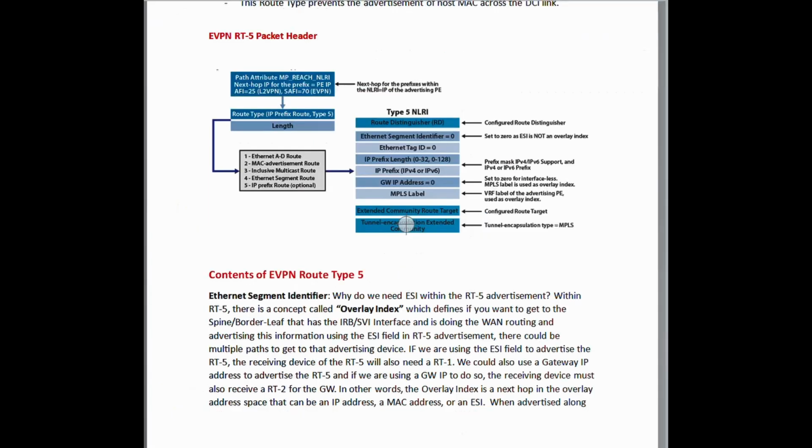And also, there are a few underlying requirements when it comes to using ESI or gateway IP for reachability towards the advertising border leaf. For example, if you're using the ESI field to advertise a route type 5, the receiving device will also need a route type 1, which is the Ethernet auto discovery route, to get to that advertising router. And if you're using a gateway IP to advertise the route type 5, we must also advertise a route type 2 for that gateway. In other words, the receiving device must be able to resolve to that gateway IP.